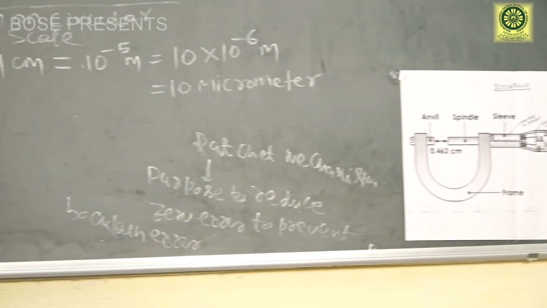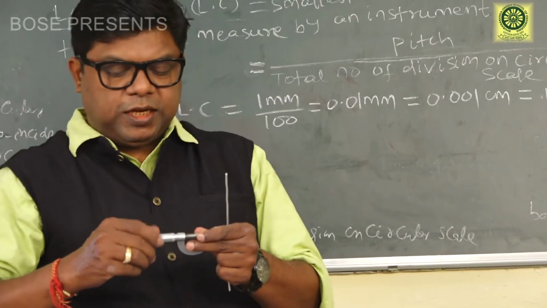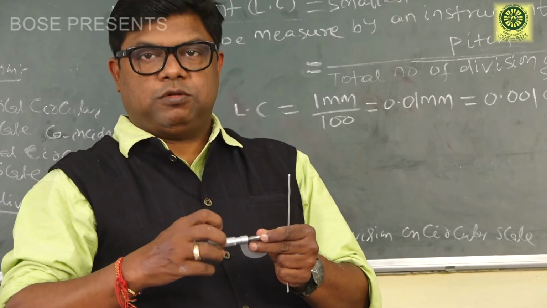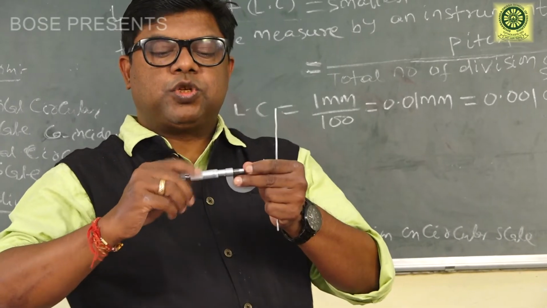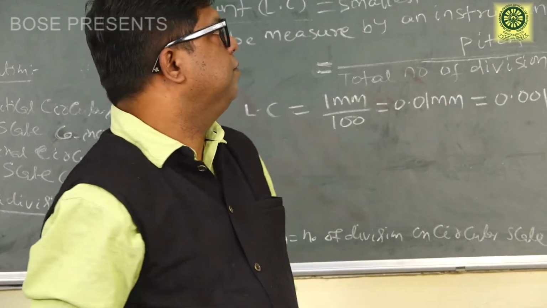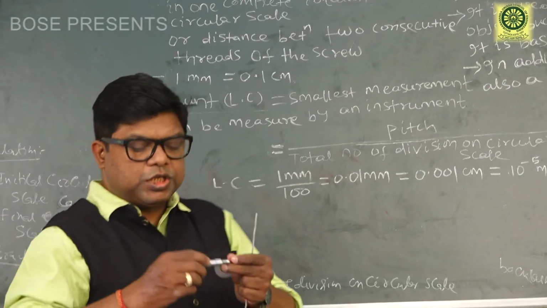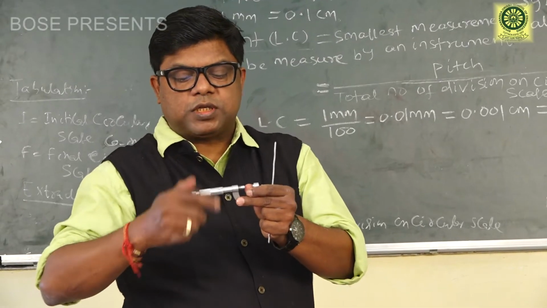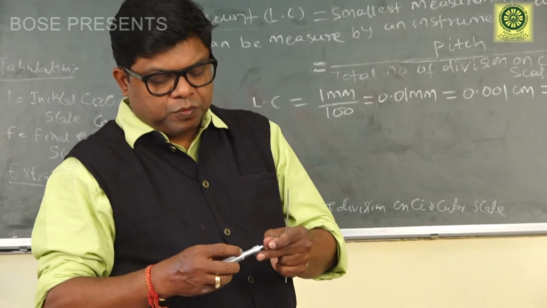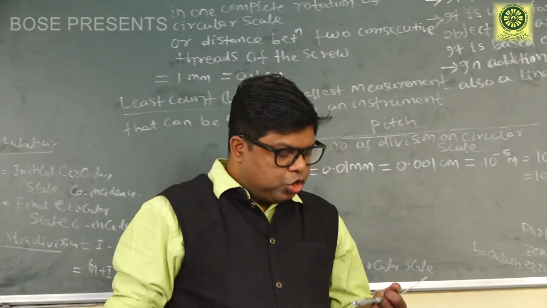When you rotate the circular scale, in addition to the circular motion, there is a linear motion along its pitch scale or main scale. The circular scale is divided into 100 divisions, and this is the main scale. First of all, the pitch of the instrument is to be calculated.